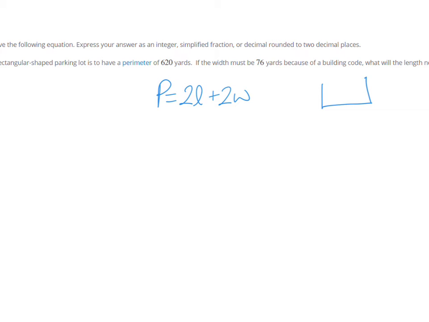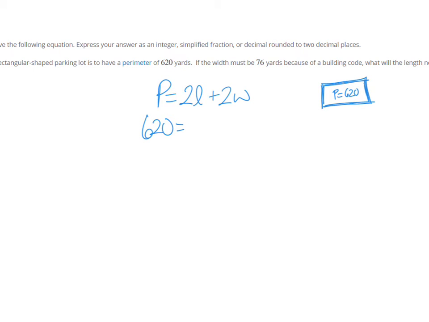Remember that perimeter is really just the distance around, and so you have 2 lengths and 2 widths that you would have to add all up. So that's where that formula comes from. We already know that the perimeter is supposed to be 620, so I could fill that in.